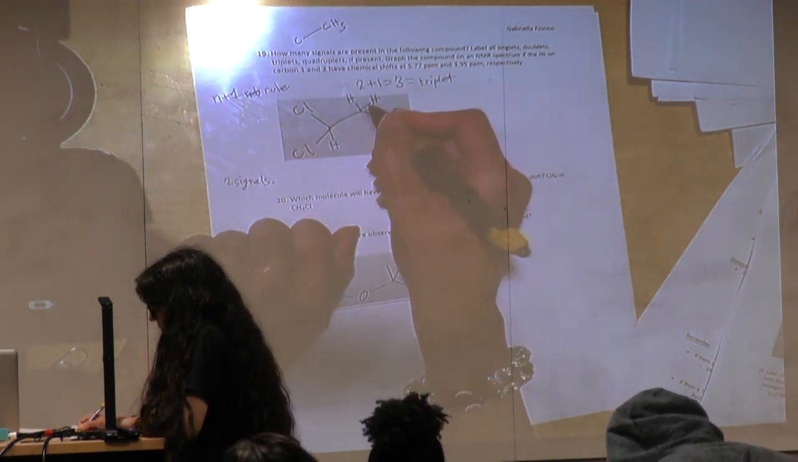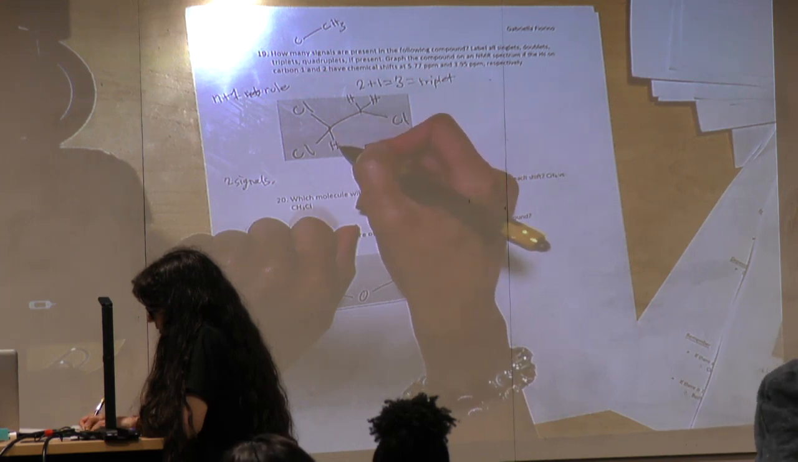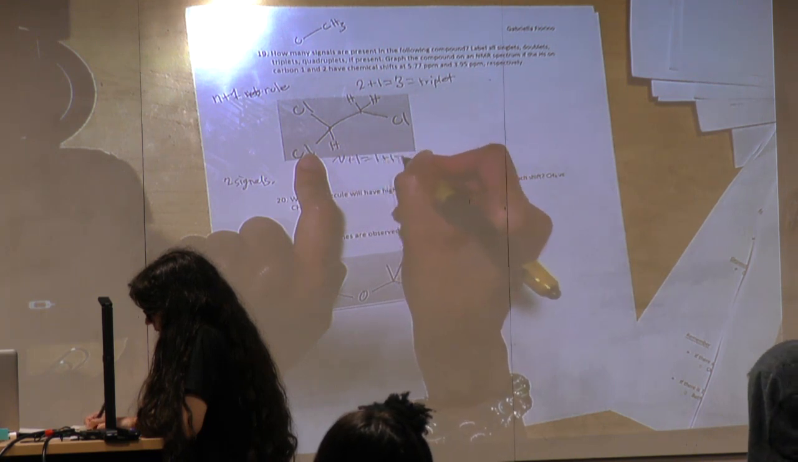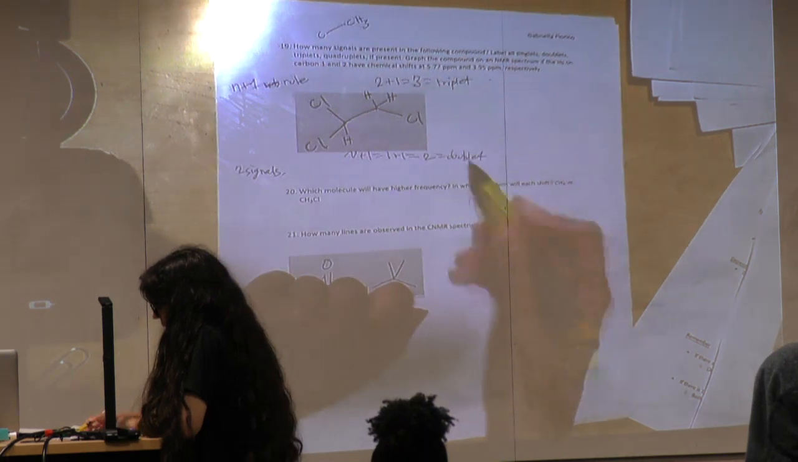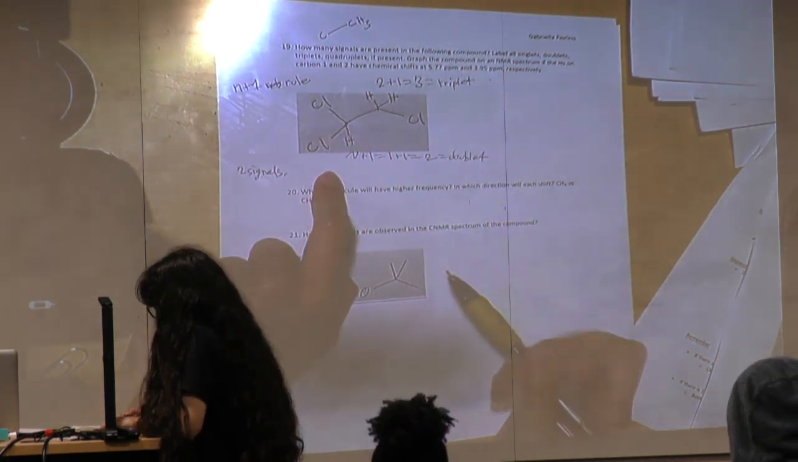Then if we count from these, what they have next to them, it has this carbon that's attached to this hydrogen. We use the N+1 rule. N+1 equals 1 plus 1 equals 2, equals what? Doublet, right? So we have a triplet and a doublet. We don't have anything else present because those are the only ones that we have here.